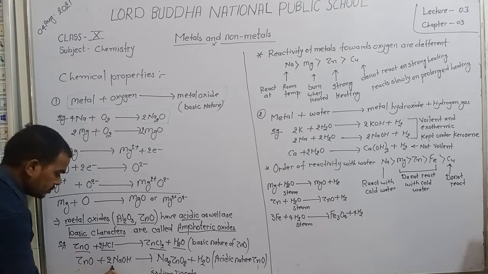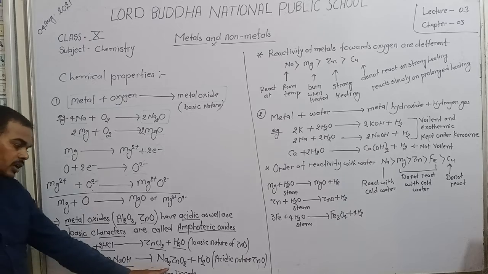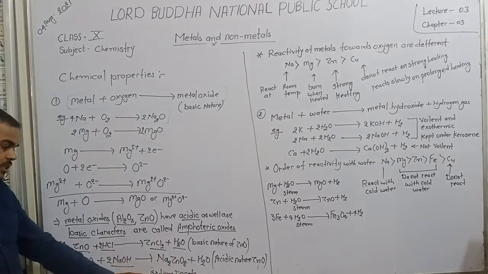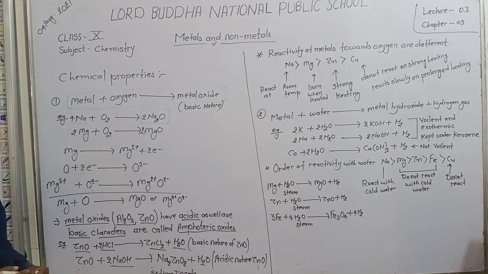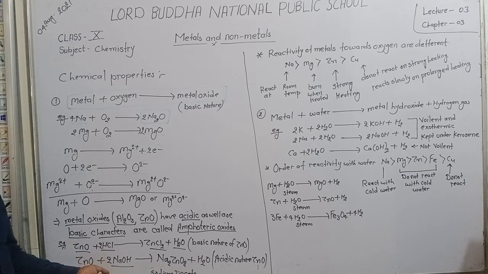But in this reaction, sodium hydroxide, that is a base, reacts with the zinc oxide and forms sodium zincate, Na2ZnO2, and water. It means salt and water. You know that salt and water are formed when an acid reacts with a base. This is a base, so it means zinc oxide acts as an acid.